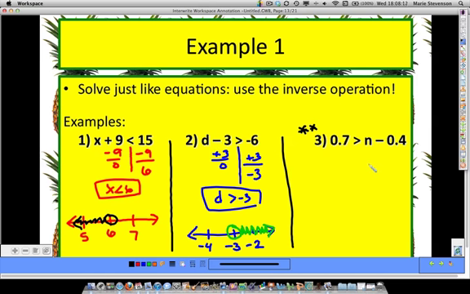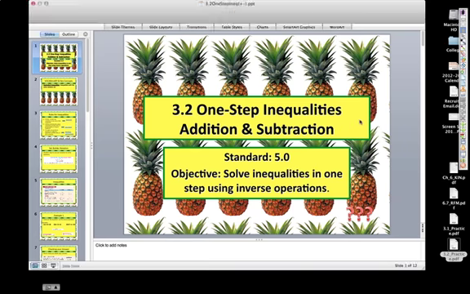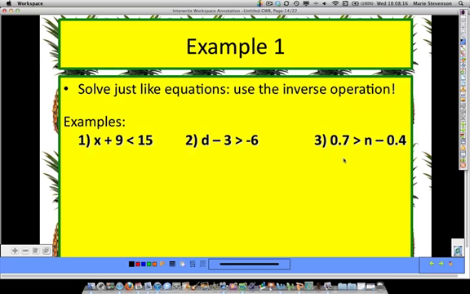So actually, let me clear my screen. Okay, and now this way I'll have my space over here. So I'm going to put my little stars back. Okay. Now we're going to solve it just like we did all the others, even though n's on this side. This time what I'm going to do is I'm going to move the 0.4 over here. It's minus, so I'm going to add it. Here I get 1.1. So I get 1.1, or 1 1/10 is greater than n.